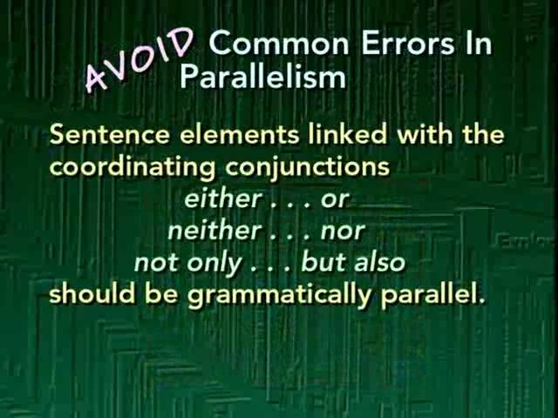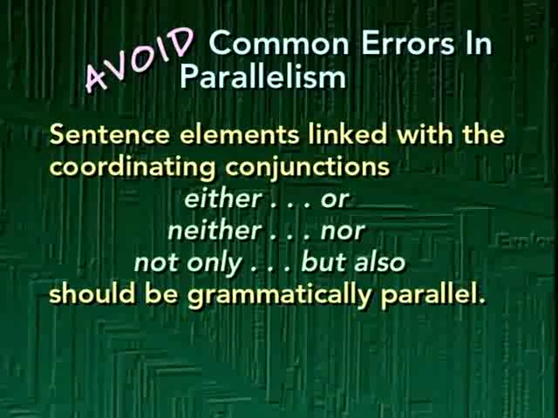Sentence elements linked with the coordinating conjunctions either/or, neither/nor, and not only/but also should be grammatically parallel. Now, you remember that conjunctions are words, usually short words, that link other things in the sentence. Sometimes they can link words, sometimes phrases, sometimes clauses. One particular type of conjunction is the coordinating conjunction, which actually consists of two words. The two words in a coordinating conjunction are always used together to link different parts of the sentence. And when coordinating conjunctions are used, what follows each of those words should be grammatically parallel.